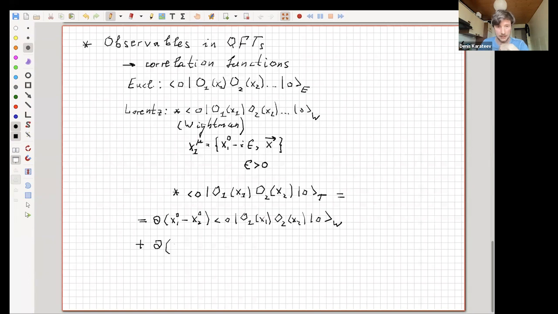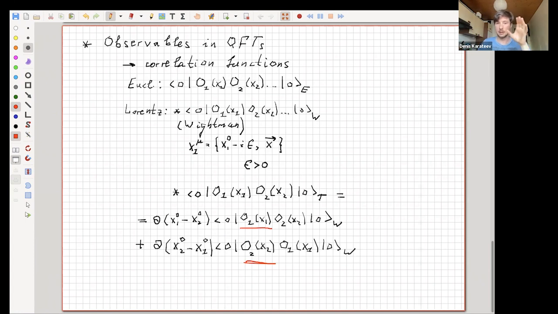When the time of the second operator is bigger than the time of the first operator, we put this theta function. And now we switch the position of the two operators. Good. So in the Wightman two-point function, the order of two operators is very important because the first operator is regulated with minus i epsilon. So you cannot just flip the order. Instead, by construction, the time ordered two-point function is invariant under the exchange of two operators. So we like very much time ordered functions in perturbation theory.